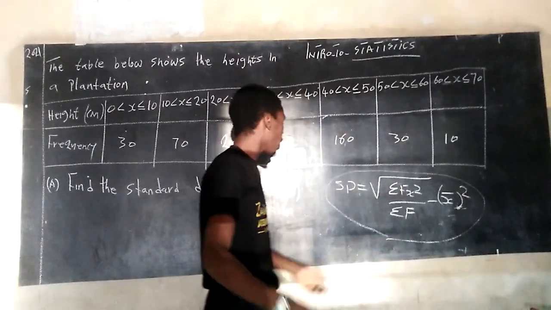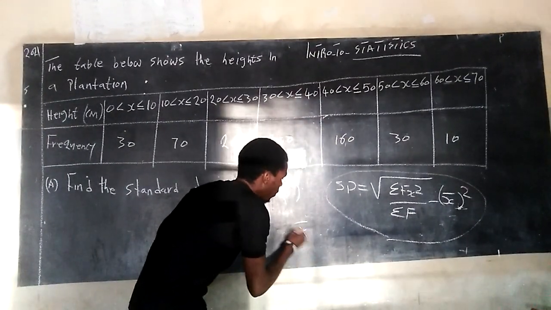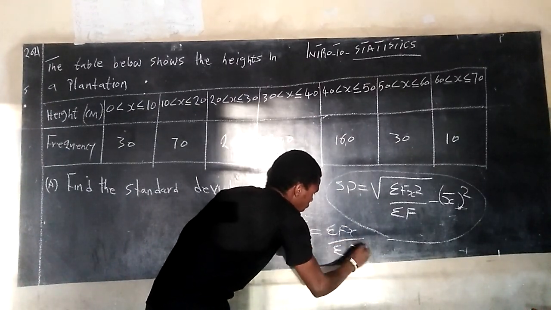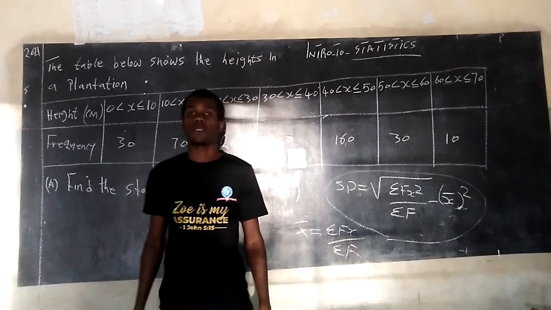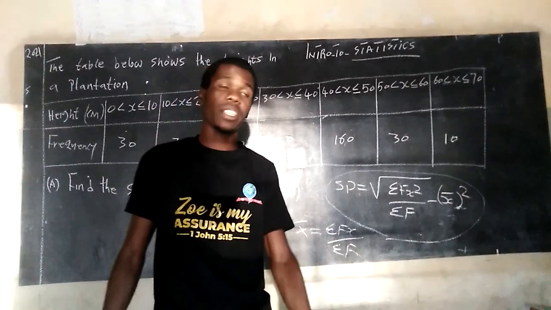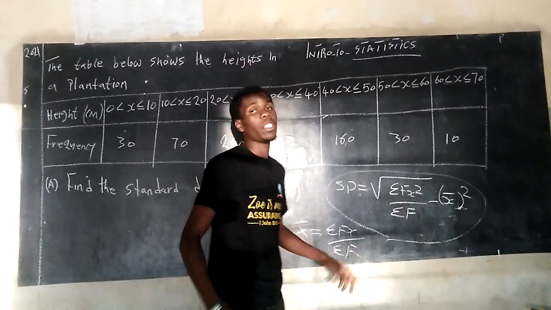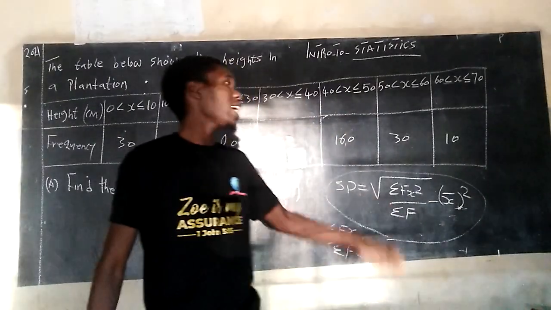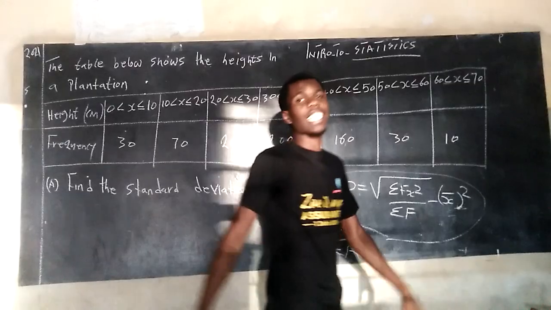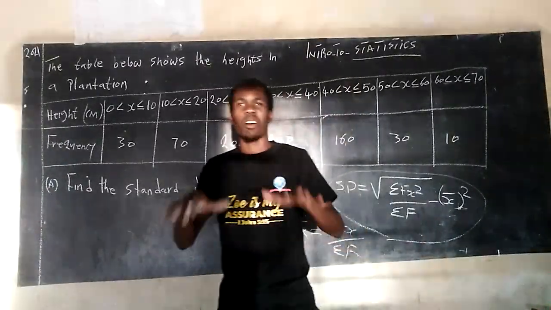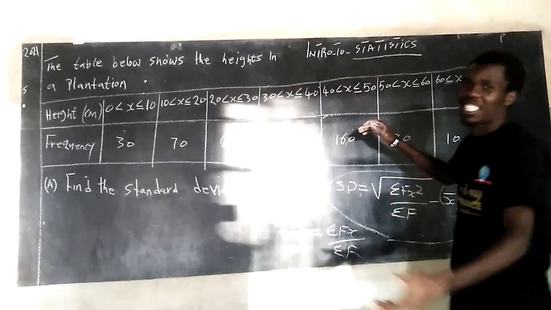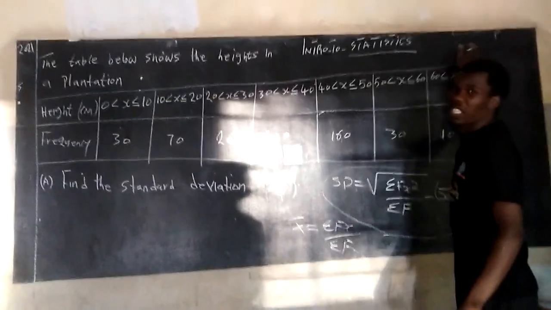The formula for the mean is the summation of fx over the summation of f. f simply means the frequency, and x simply means the midpoint. Now let's get started. Let's now venture into the real business of statistics.